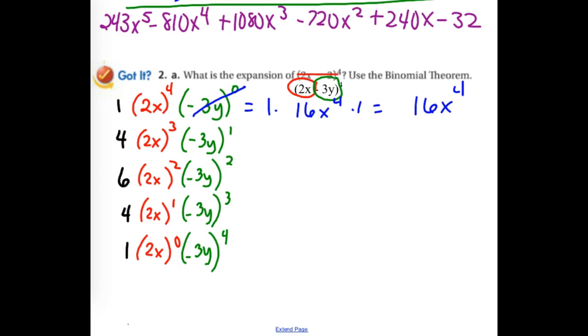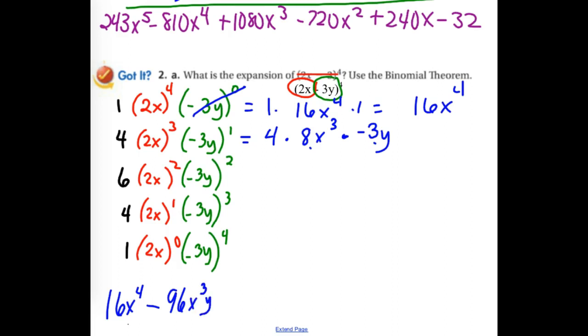Yes? And if you don't want to write it out at the end of this first row and you want to just start writing your answer, that's fine. Okay? Next row, we have 4 times 2x cubed, which gets me 8x cubed. I'm timesing it to negative 3y. So I have 4 times 8, that's 32, times negative 3 gets me negative 96. Yes? And then my x and y's, I've got an x cubed and a y to the 1st.